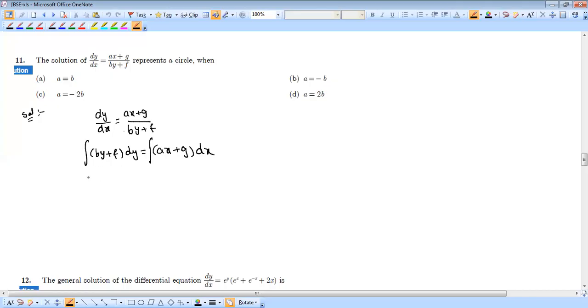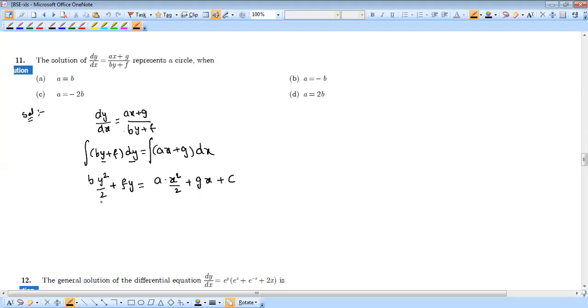Now for by dy, b will come out, and y dy becomes y square by 2. And integration of f dy is nothing but fy. Similarly, on the right side, integration of ax dx, a comes out since it is a constant, into x square by 2, plus integration of g dx, which is gx, and place an arbitrary constant, which is c.